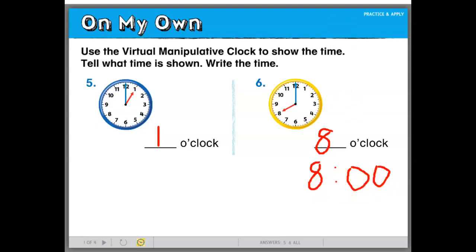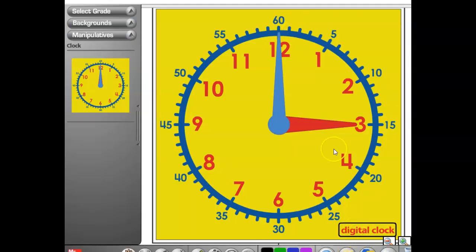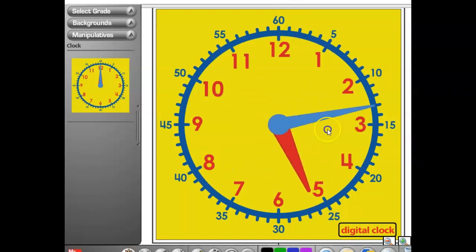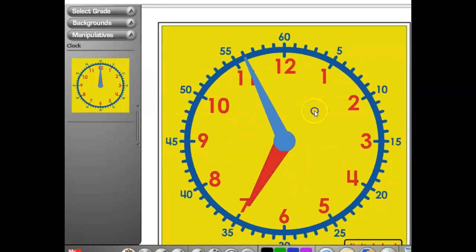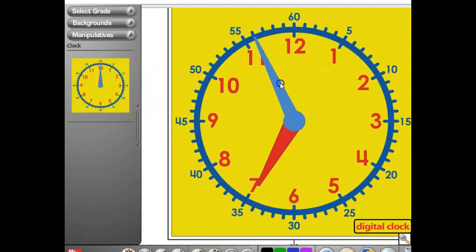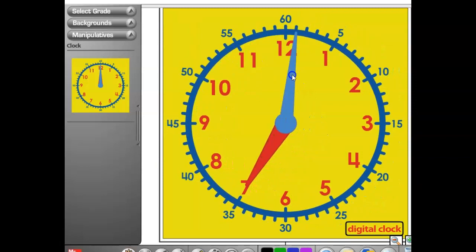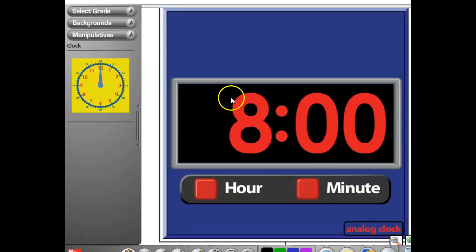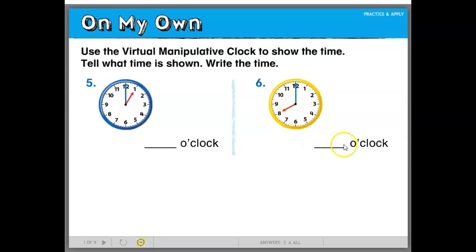And I can show you what that looks like on this clock. Once I take this off. So I'm going to make this clock say 8 o'clock. That was the time we just did. Okay, and then if I look at what it looks like on the digital clock, there is 8 o'clock on a digital clock, like we just showed on this page.